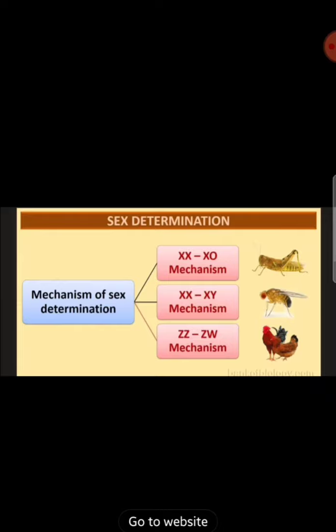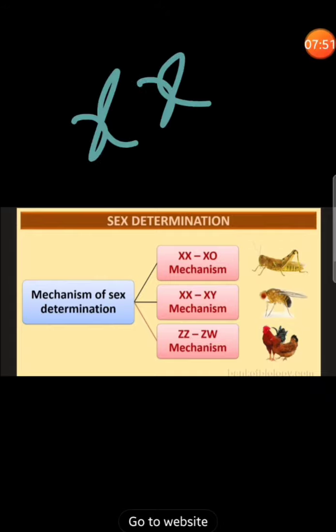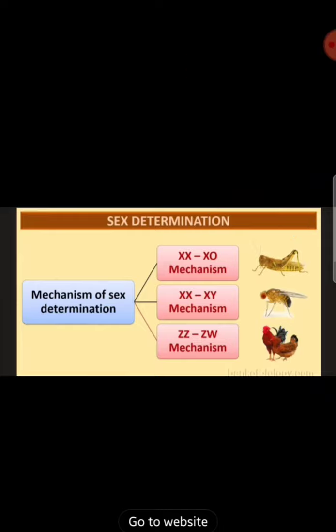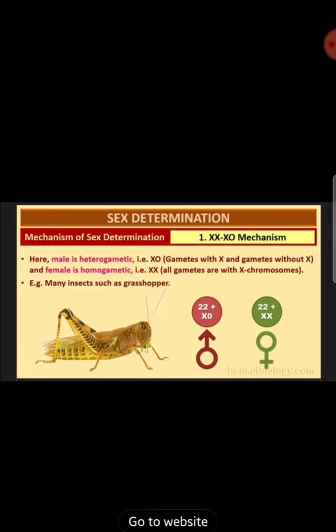Sex determination has three mechanisms: the XX and XO mechanism, the XX and XY mechanism, and the ZZ and ZW mechanism. In human beings, we studied that if XX is present then it is female, and if XY is present then it is male. But it is not the same in all organisms. Different organisms have different chromosomal composition, especially of allosomes, for sex determination. Based on that, we have categorized three different mechanisms, and we will study them one by one.